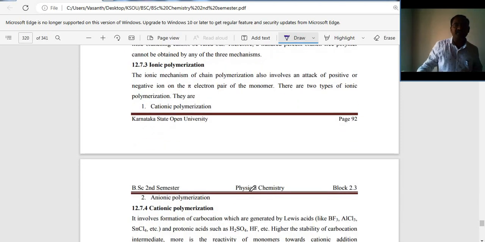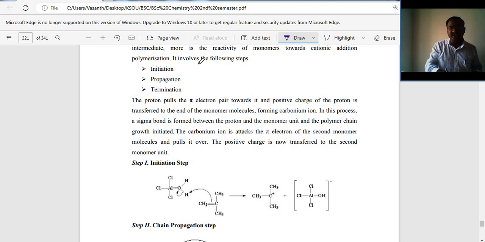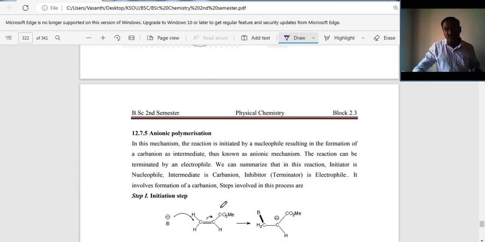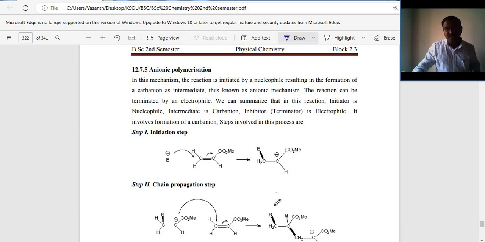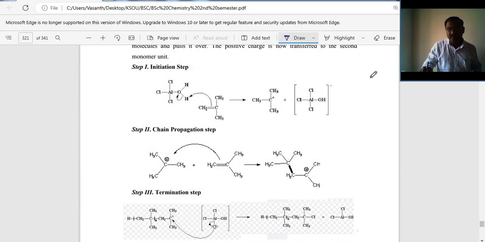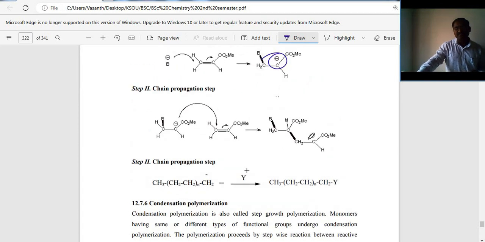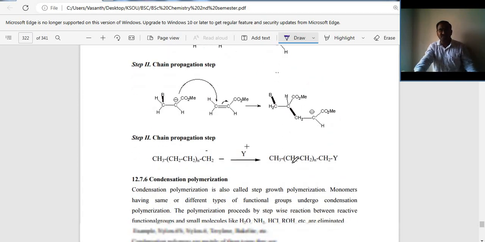In ionic polymerization, there is cationic polymerization and anionic polymerization. In cationic polymerization, it follows three steps: initiation, propagation, termination. In the pi bond, there is formation of this positive charge. In anionic, it is having negative. In cationic, there is formation of cations, meaning positive charges. In anionic, there is formation of negative charges.